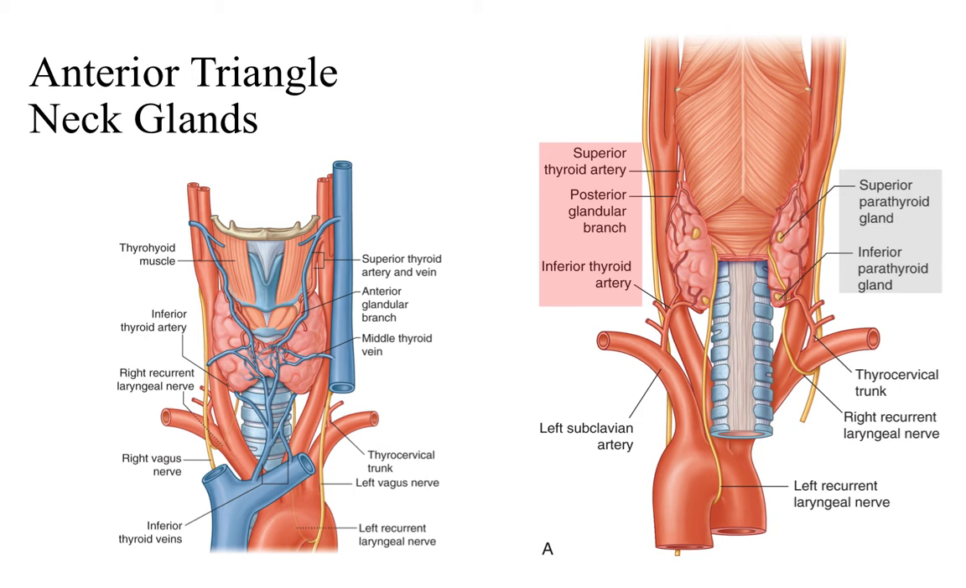If we turn the thyroid around and look on the back side, what we'll see are these 4 little glands.